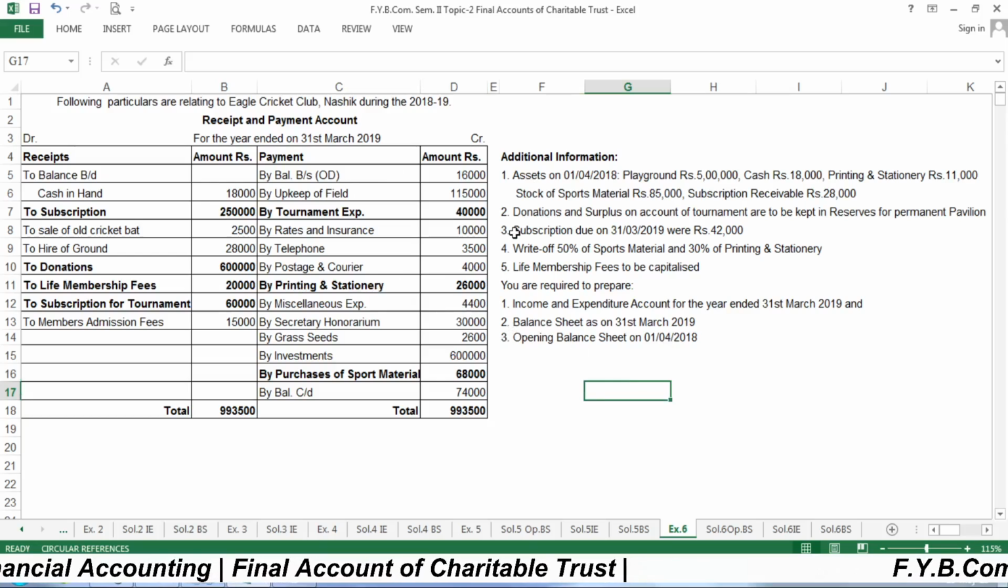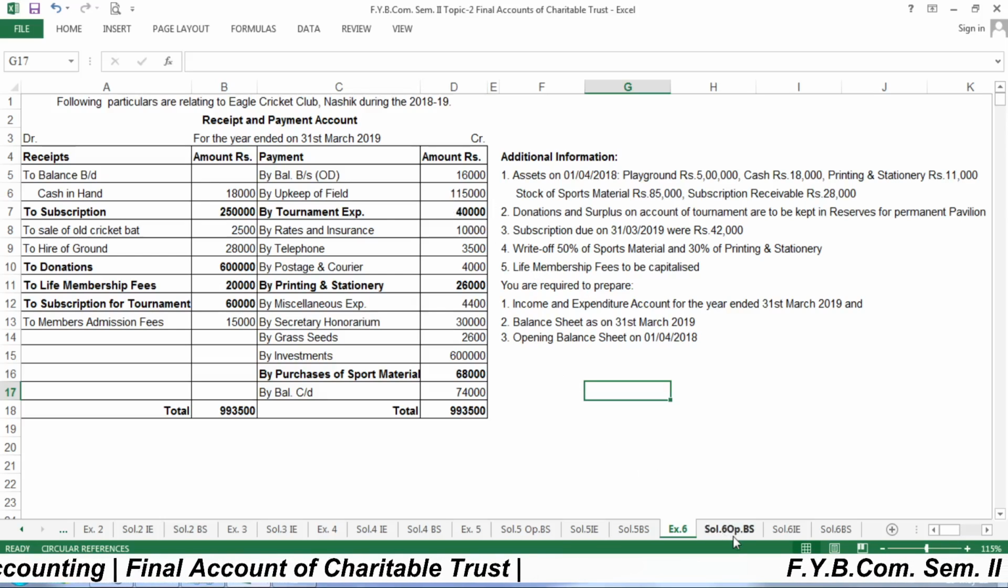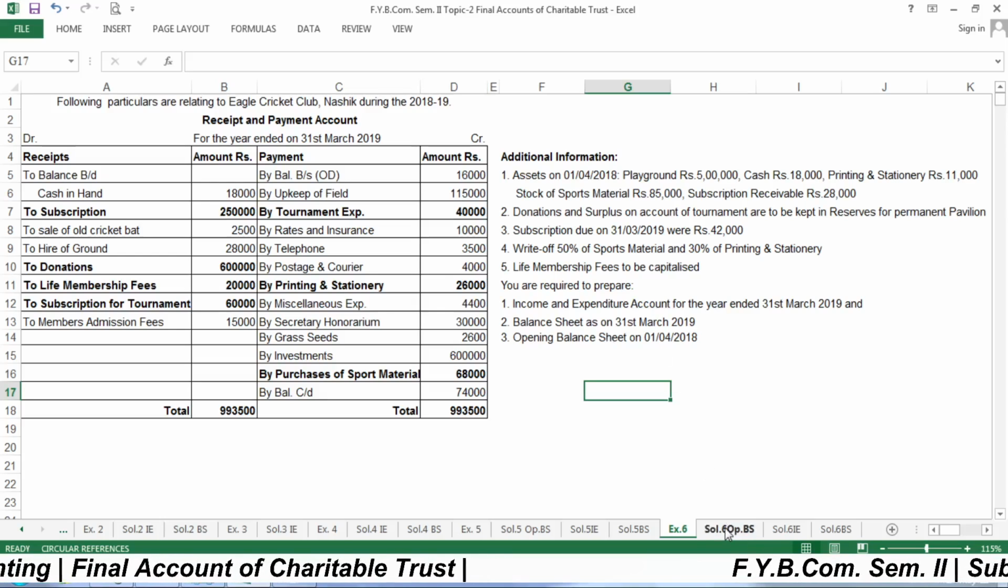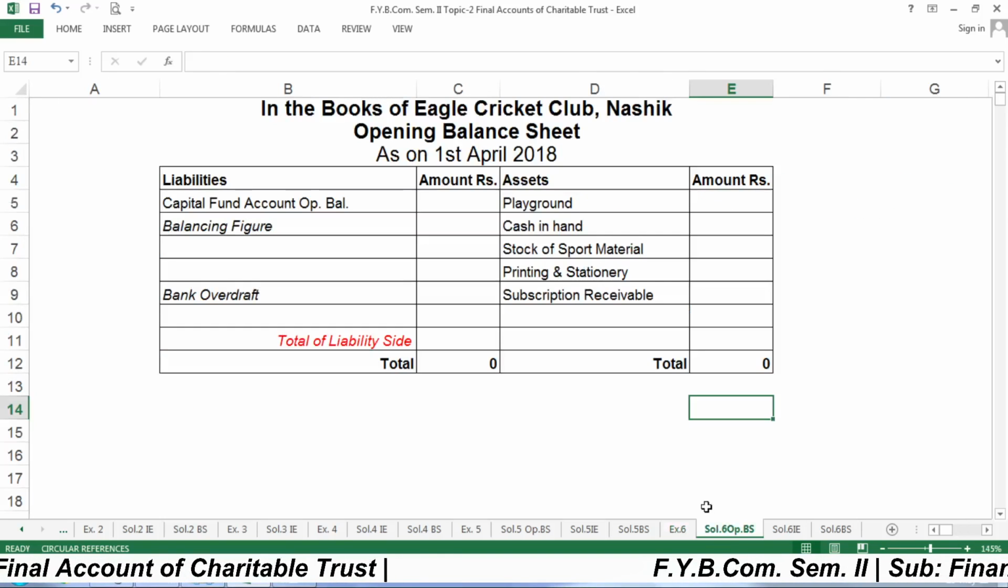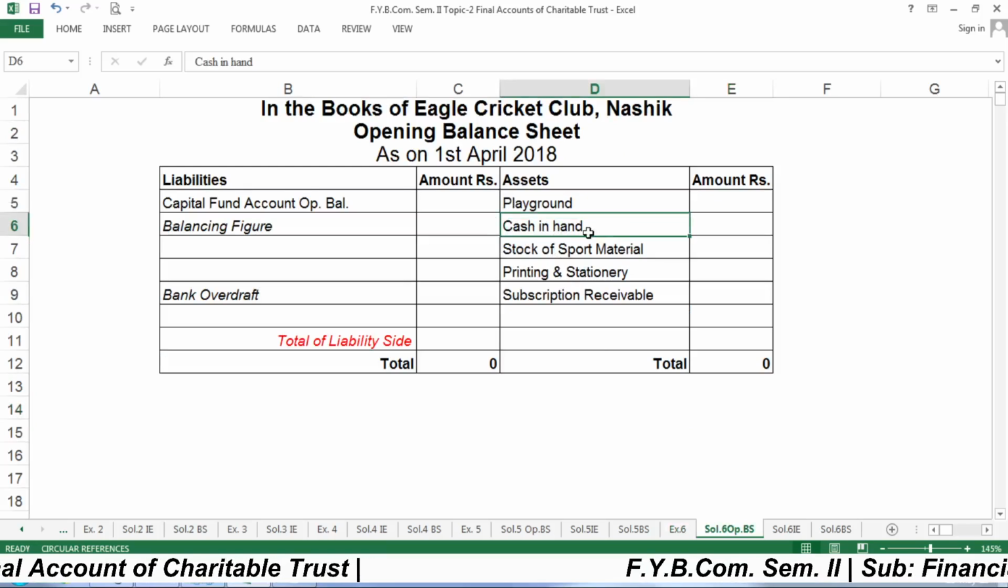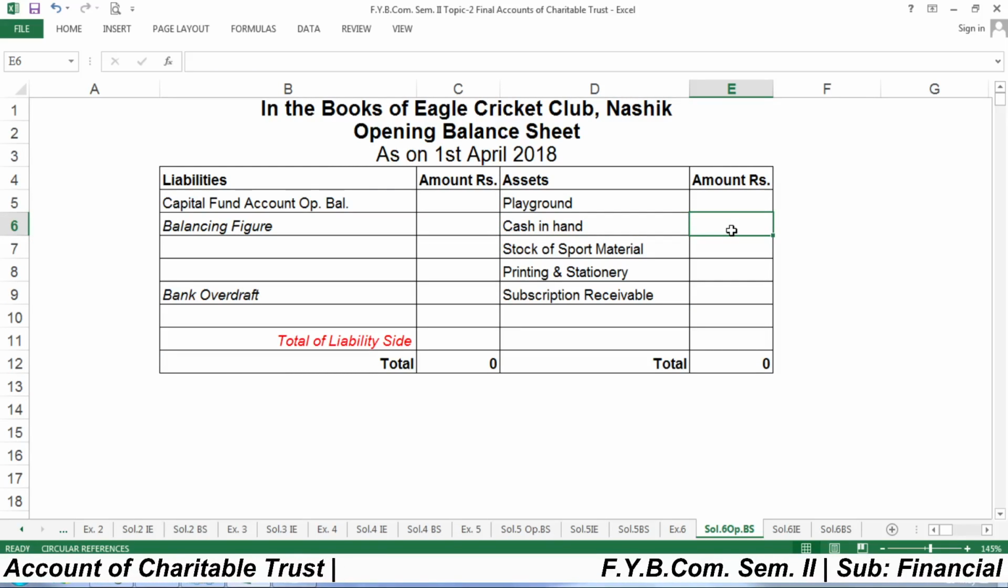In the example, we did not find the opening capital fund, so we have to find the capital fund, and for finding out the capital fund we have to prepare the opening balance sheet. In the opening balance sheet we have to mention some liabilities and assets. Here we have opening cash of rupees 18,000. That means it should be reflected in the opening balance sheet, that is opening cash or cash in hand, an amount of rupees 18,000.